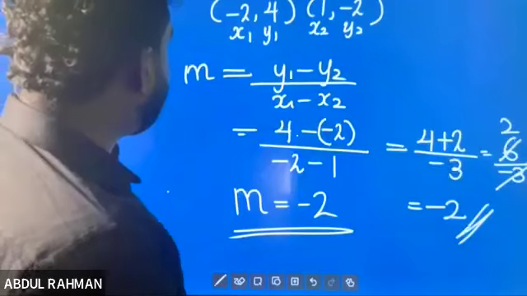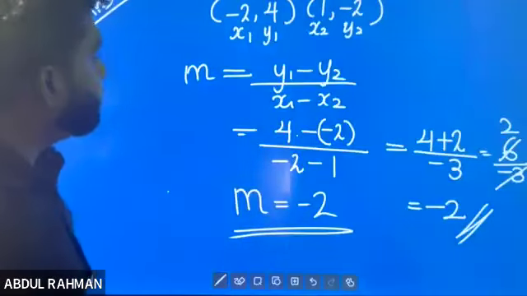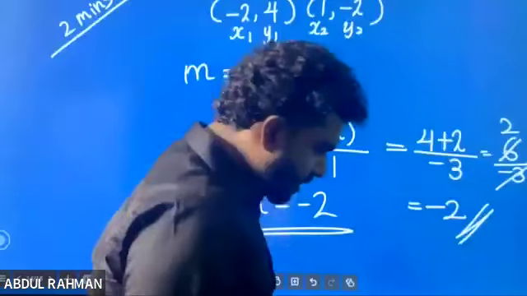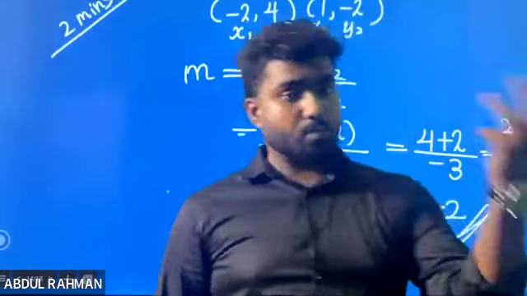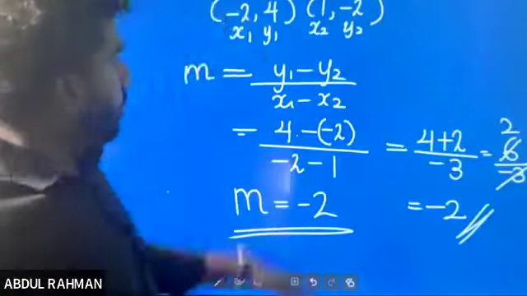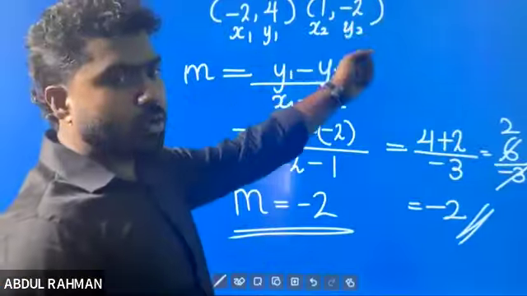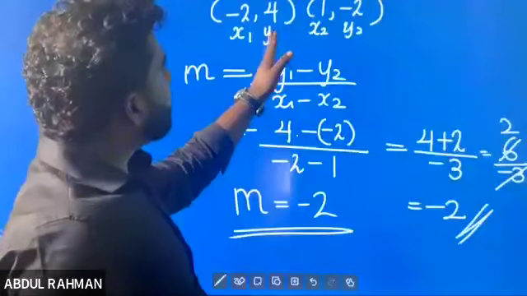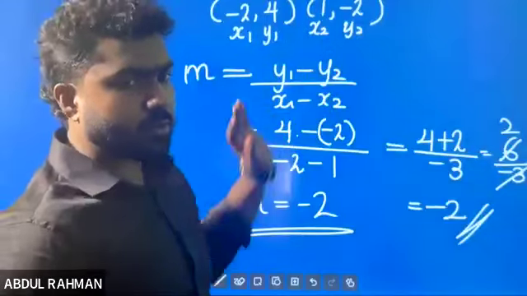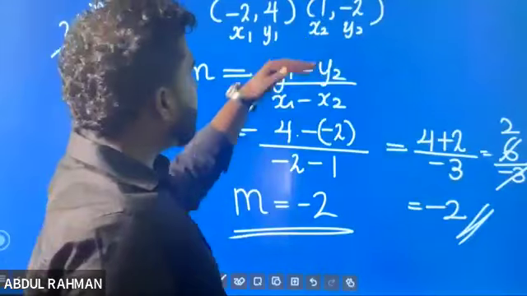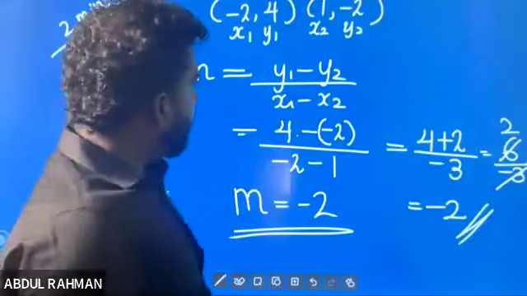Sir, I didn't understand this. Yes, all good. Let me explain it again. Lamya, your first step is what? You took both the coordinates, then you mark x1 and y1, x2 and y2. You have marked it already. Now what is the gradient equation you have taken? y1 minus y2 over x1 minus x2.